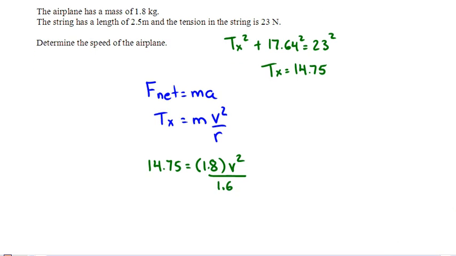Done. Only one thing missing. Don't forget to take a square root. 3.63.